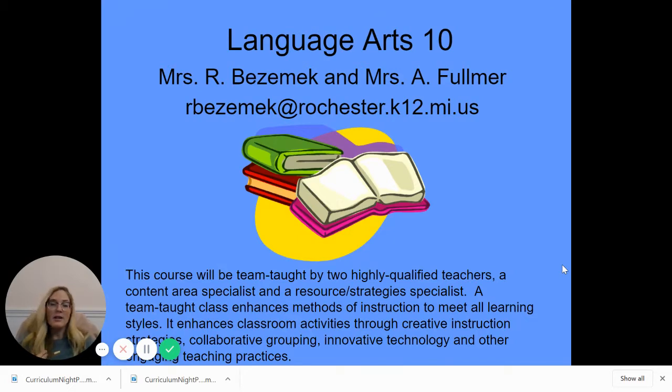Now, I say our because this class is team taught, which, as you see down at the bottom, just means we're both highly qualified: a content area teacher and a resource specialist. The other teacher's name is Mrs. Fullmer. So A Fullmer at rochester.k12.mi.us if you need to reach either of us. Mine is right there, as you can see. It just makes it that much easier for all the kids. So 2 teachers to go around, and we're here to help any of them.